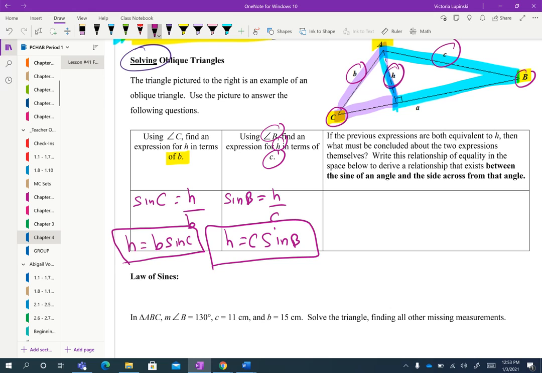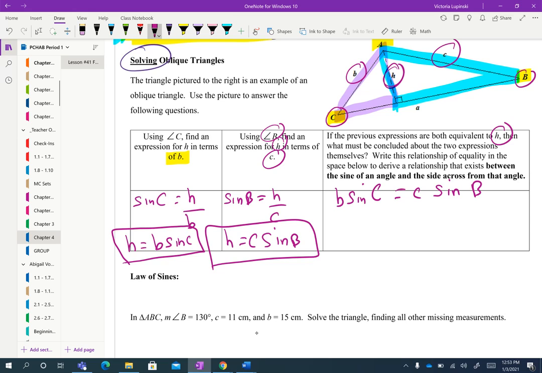And now take a look at the final column here. If the previous expressions are both equal to H, which of course they are, then what can be concluded about the two expressions themselves? Well, hopefully you can conclude that they have to be equal. So we're going to set them equal to each other. So that would mean that B sine of C is equal to C sine of B. So while that's true, there's actually a nicer way to do that.